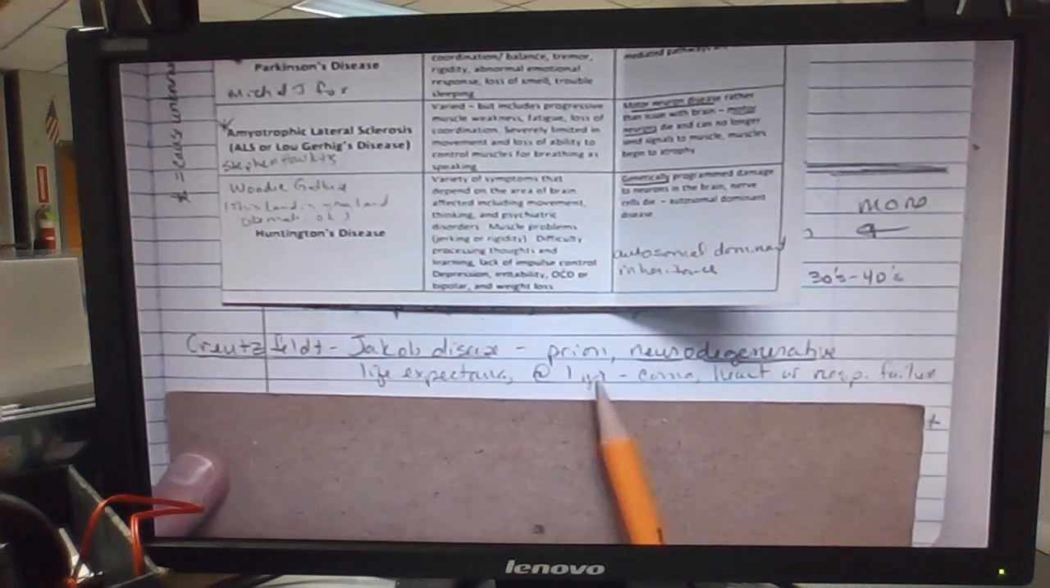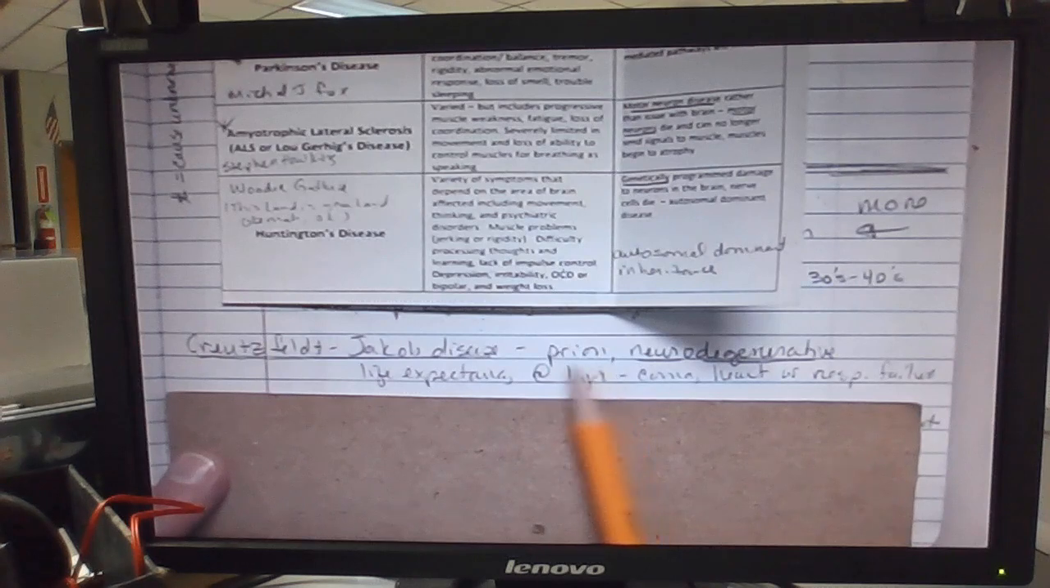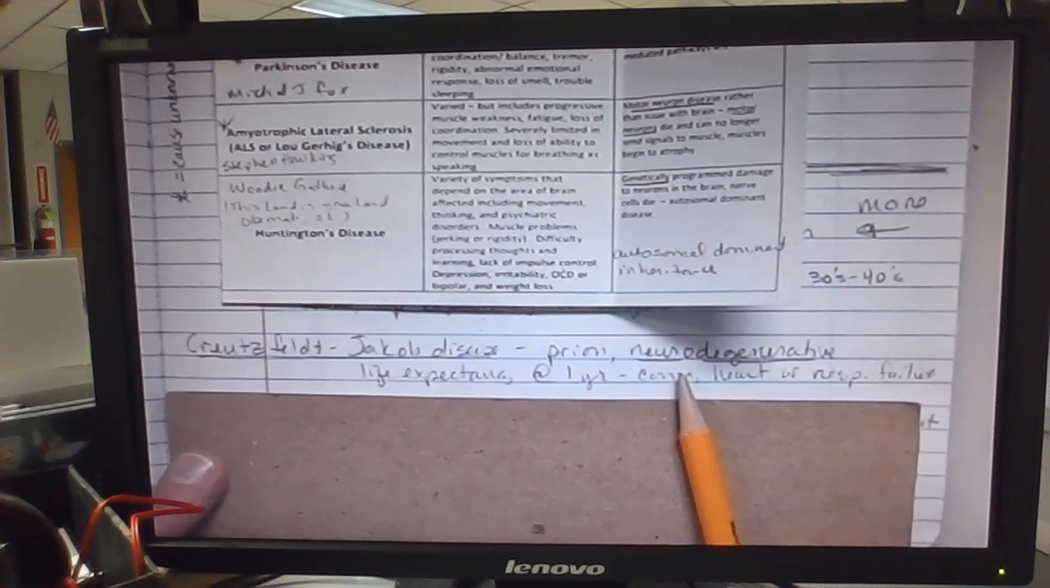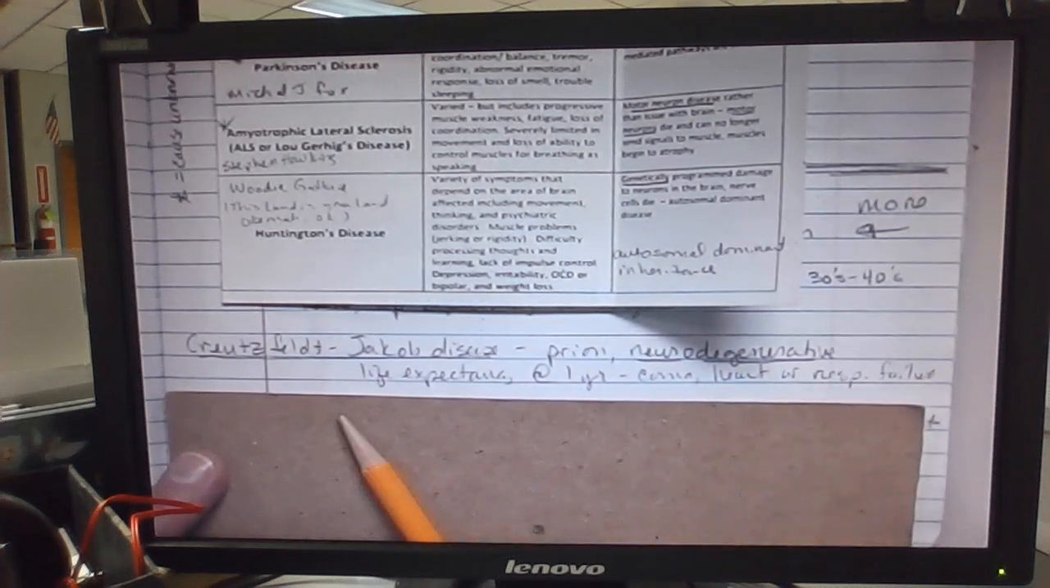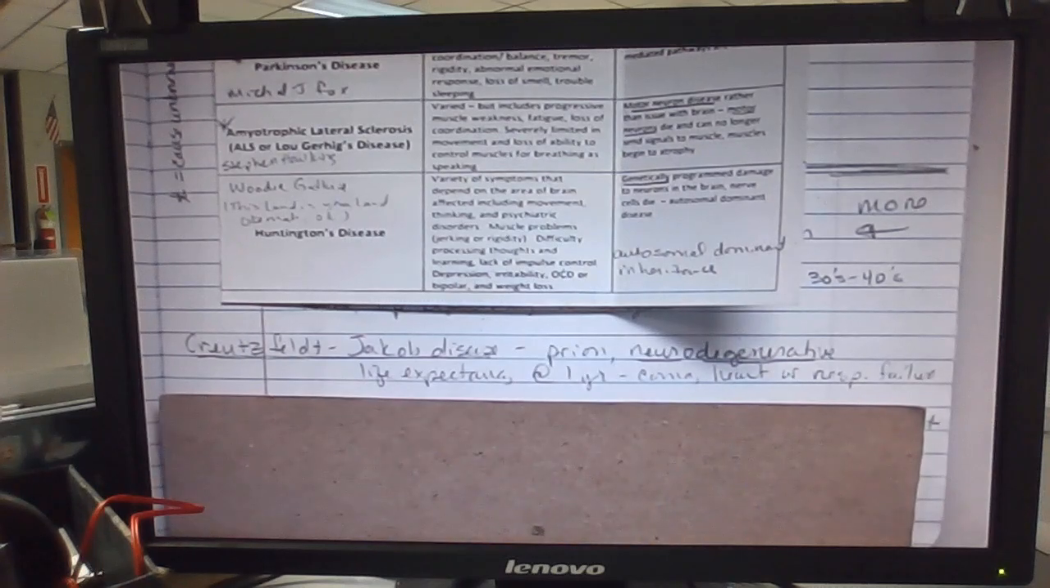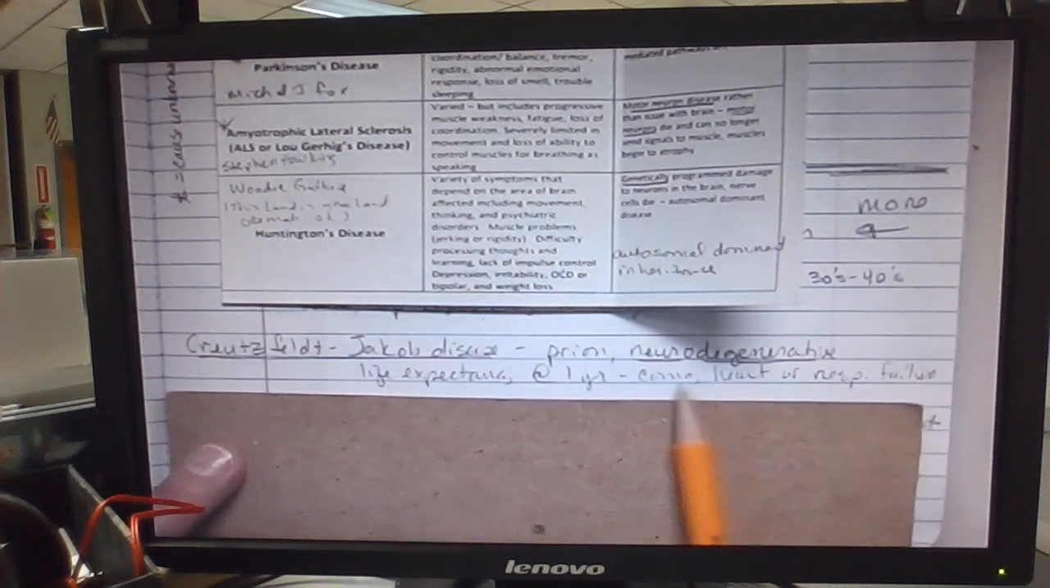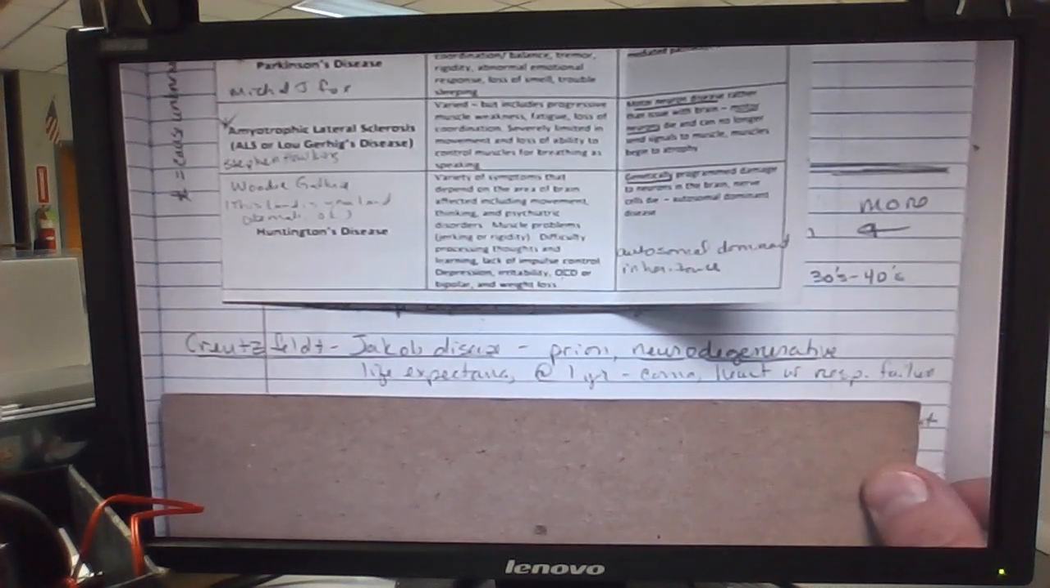Creutzfeldt-Jakob disease is a prion disease. So prion diseases are kind of like mad cow disease. We have a misshapen protein. This is a neurodegenerative disease. So it is breaking down the brain tissue, breaking down the nervous tissue. Life expectancy is about 1 year. Usually the patients will fall into a coma and then they have heart or respiratory failure.